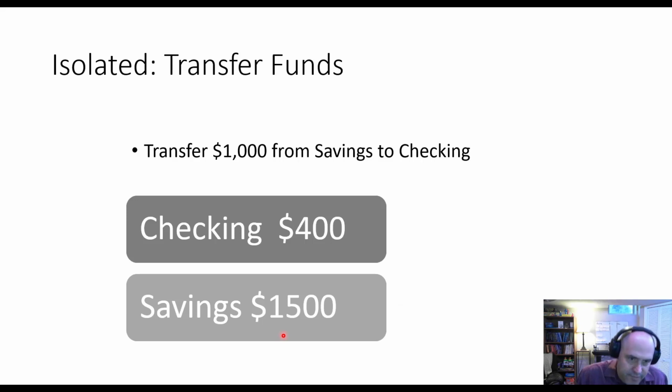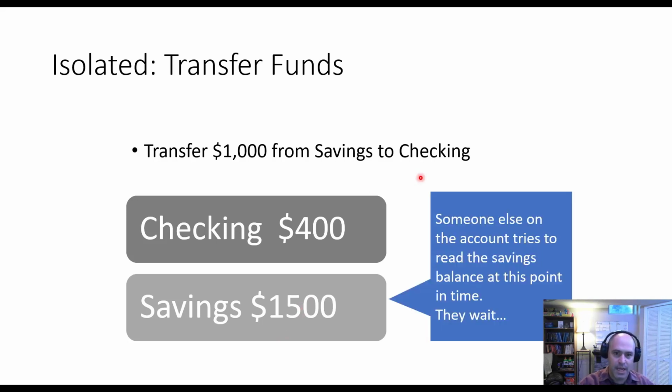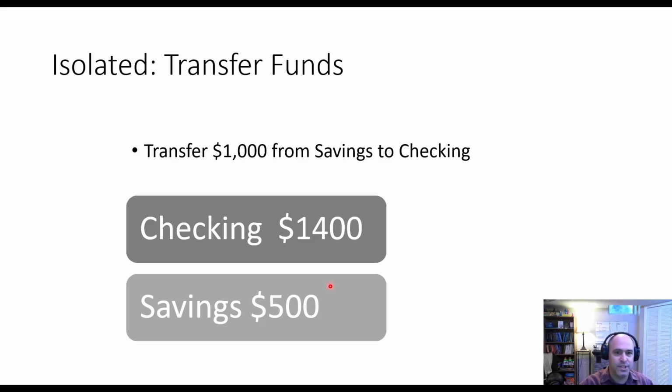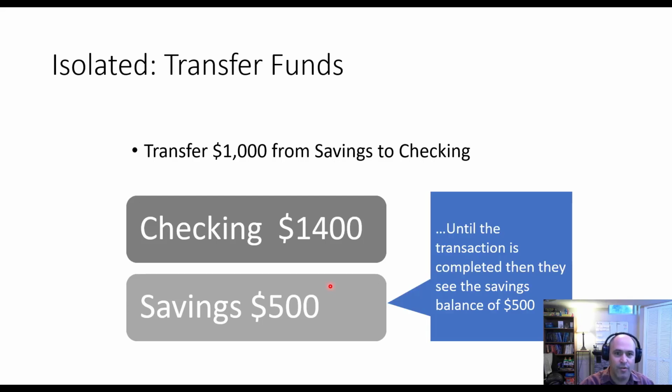Isolation means that when the transaction occurs, somebody else doesn't get to look at what the transaction looks like in the intermediary state. So if I'm going to transfer 1,000 from savings to checking, someone has to wait while this is occurring, and they would recognize the current balance like this because the other transaction is pending. And then after waiting, they would see this, which is what the transaction looks like when it's over with.